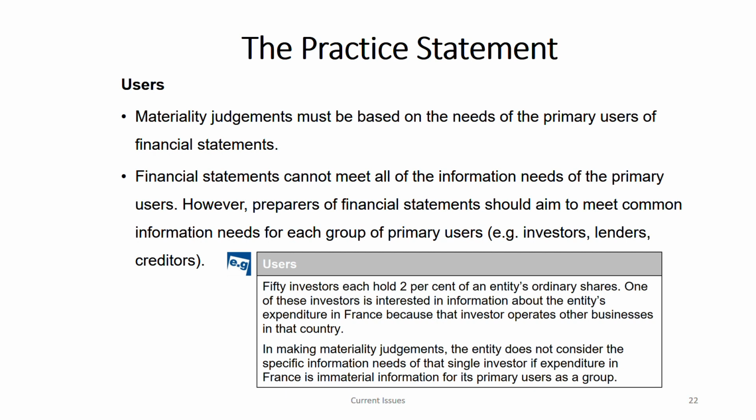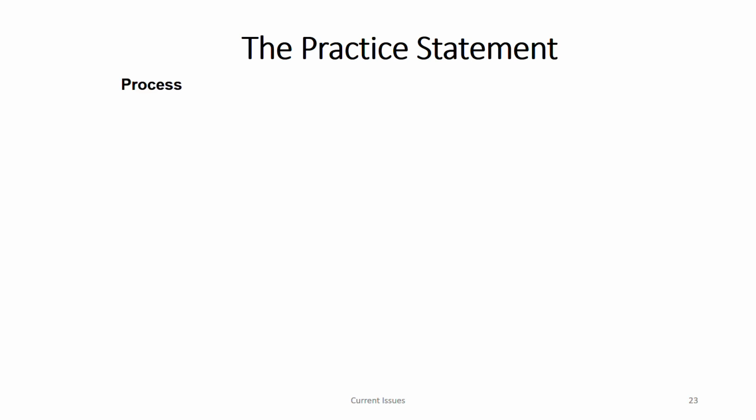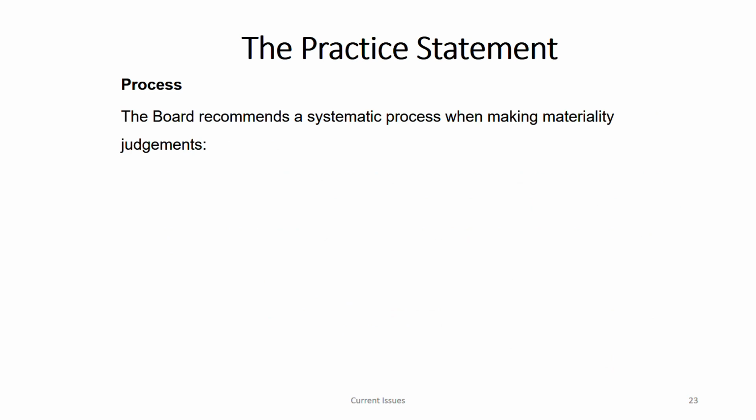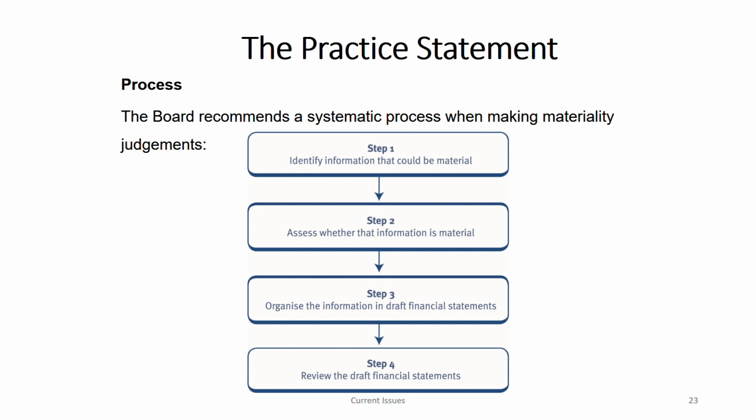Okay, now process. What is the process? So the board recommends a systematic process when making materiality judgments. Okay, when you're making judgments, it's not that you make judgments the way you want. There is a systematic process for that. So these are the steps. These are the 4 steps. Step 1, 2, 3, 4.